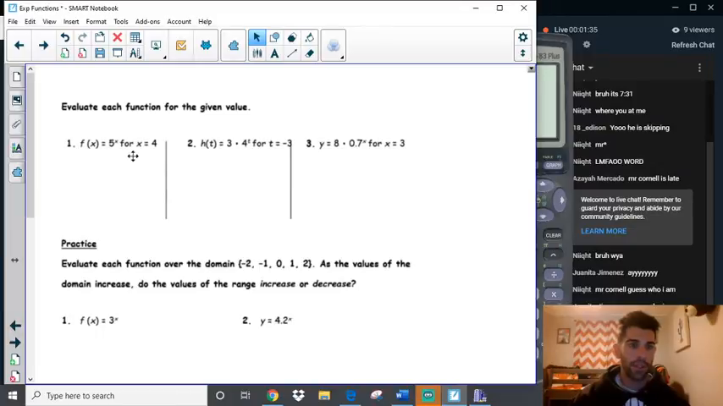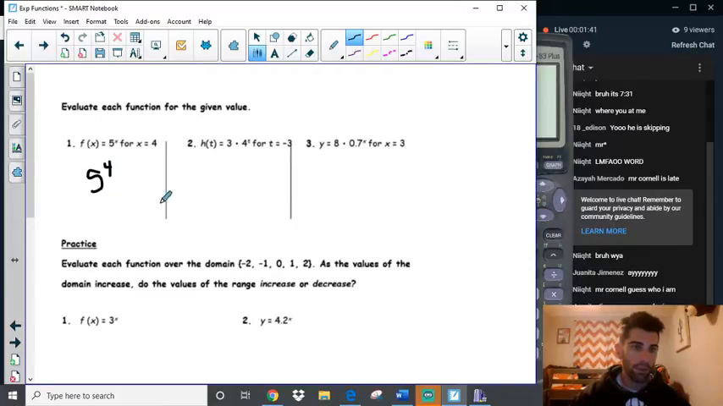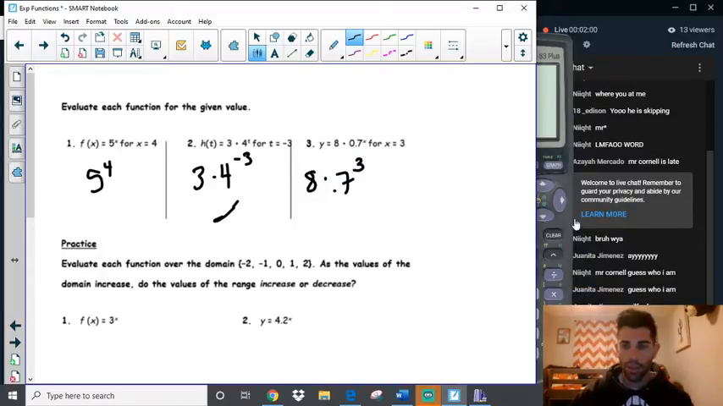First question says 5 to the x for x equals 4. So all you have to do is substitute it. So that would be 5 to the 4th power. Same thing for the next one. It says 3 times 4 to the t. So that would be 3 times 4 to the negative 3rd power. And then this one here says 8 times 0.7 to the 3rd power. So it's just making sure that you know how to use the calculator.